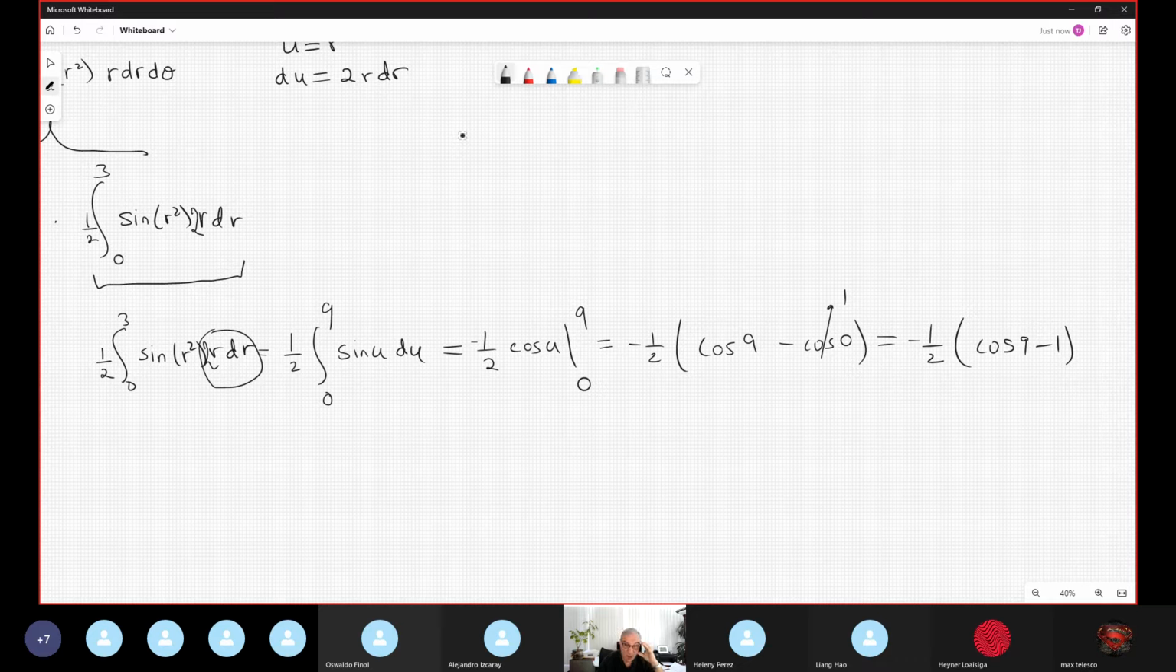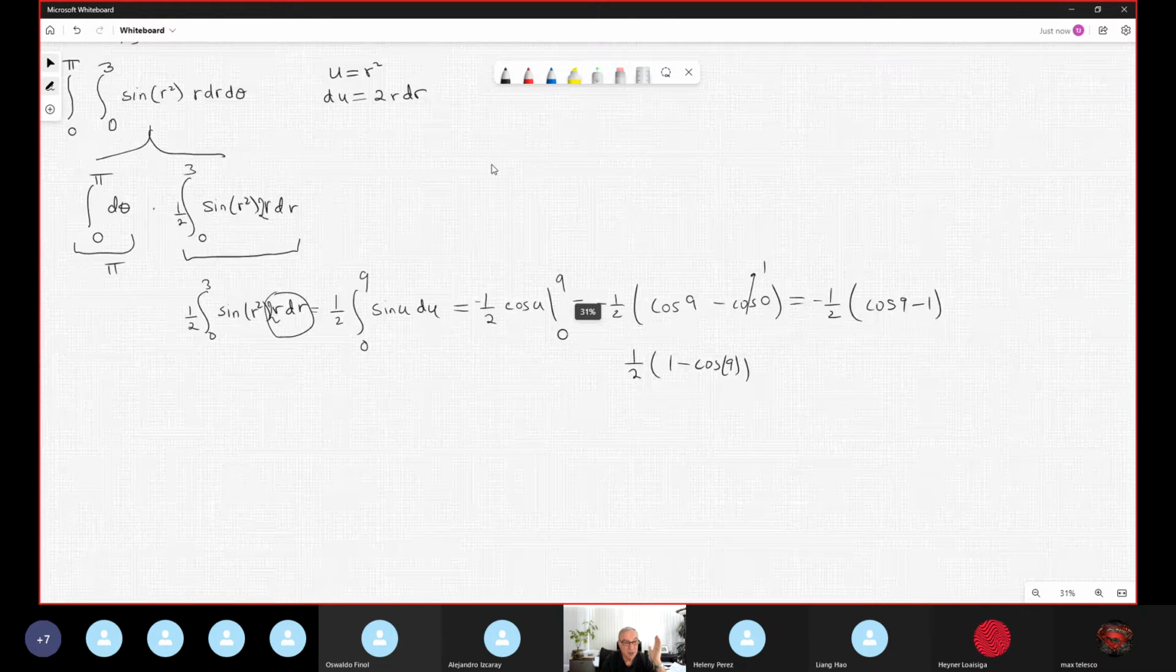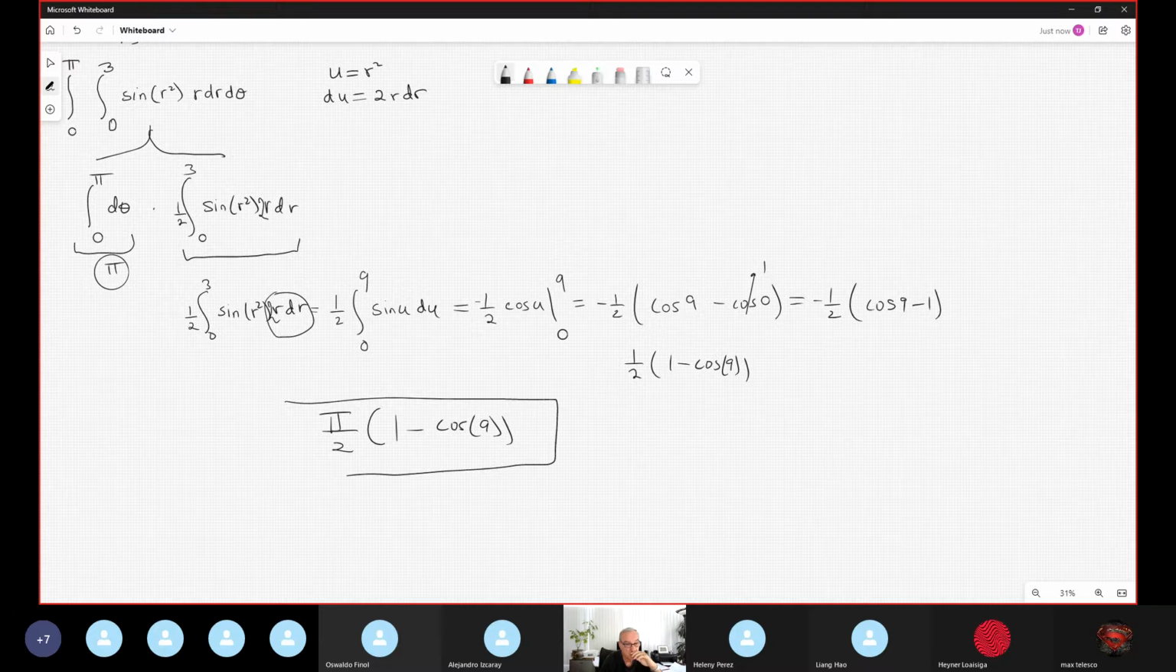Well, I put it in a more elegant way, which is 1/2 positive, 1 minus cosine 9. And then the final answer, don't forget the pi. The final answer is the multiplication, pi times this. That's pi over 2, parenthesis, 1 minus cosine 9. Boom. Final answer. Any question?